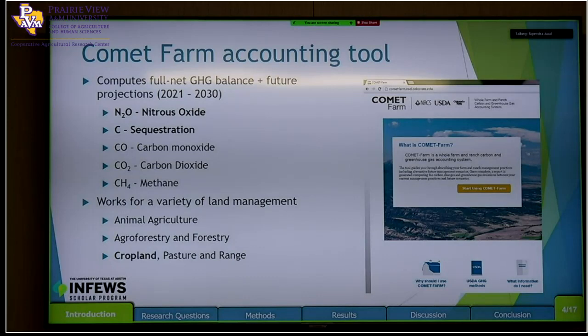And so COMET-Farm also works for a variety of land management. It works for animal agriculture, agroforestry and forestry, and cropland, pasture, and range. So again, my focus is going to be more on cropland.